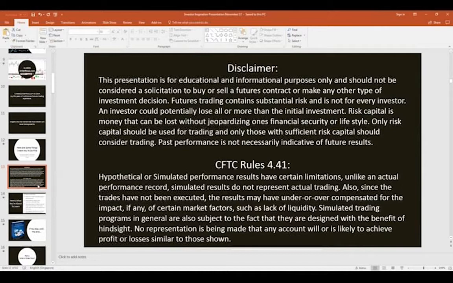But I want to go through a brief disclaimer. This presentation is for educational and informational purposes only. It should not be considered a solicitation to buy or sell a futures contract or make any other type of investment decision. Futures trading contains substantial risk and is not for every investor. An investor could potentially lose all or more than the initial investment. Risk capital is money that can be lost without jeopardizing one's financial security or lifestyle. Only risk capital should be used for trading, and only those with sufficient risk capital should consider trading. Past performance is not necessarily indicative of future results.